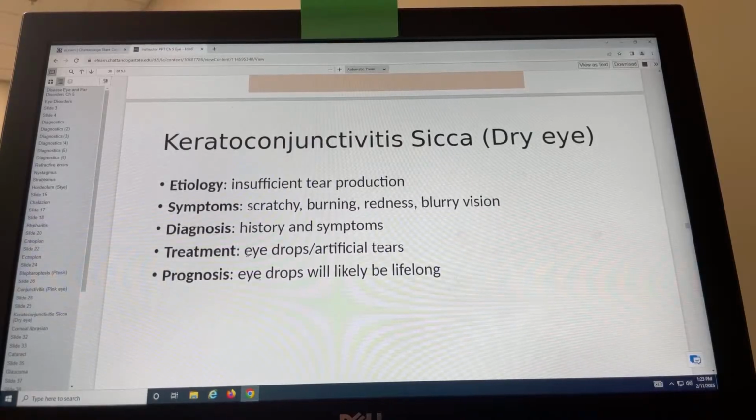They do have eye drops and artificial tears that you can use to correct this. If you do have this, you'll generally have to do it lifelong, right? This isn't something acute that goes away in a week. If you have constant dry eye syndrome, that's just something that you have, and you have to do this for life. So this would be a chronic kind of condition.